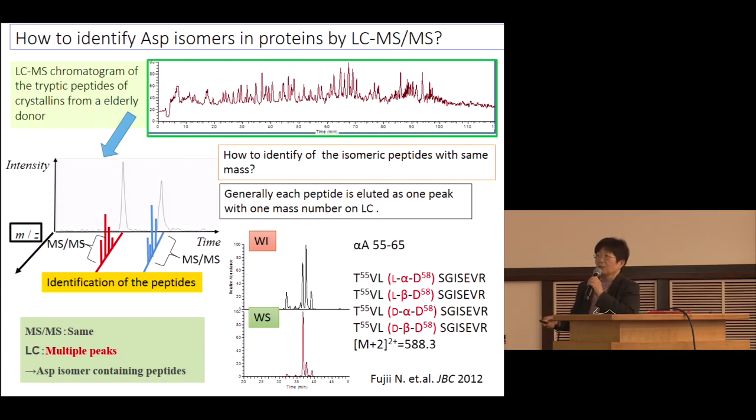TVL means threonine, valine, leucine, aspartic acid, serine, glycine, isoleucine, serine, glutamine, valine and arginine. So these peptides have the same mass but multiple peaks on the LC, because there are 4 isomers, L-alpha, L-beta, D-alpha, D-beta at ASP58. That's why the same sequence peaks were separated on the LC.